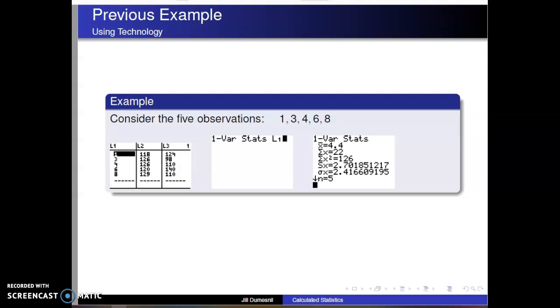Sx is 2.70185, etc. And sigma for these x values is 2.4166, etc. We would use the S standard deviation if our data represented a sample, and if the data represented the entire population, we would use sigma as 2.4166. You might recall that 2.4166 was the approximate value we got when we calculated sigma directly from the formula.